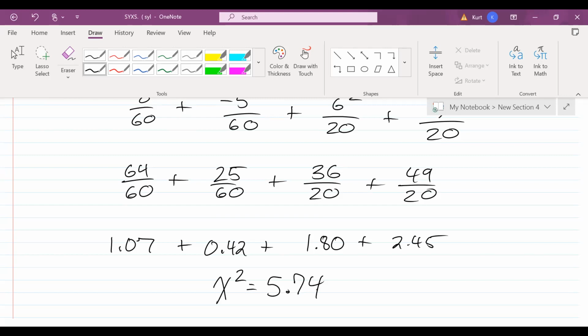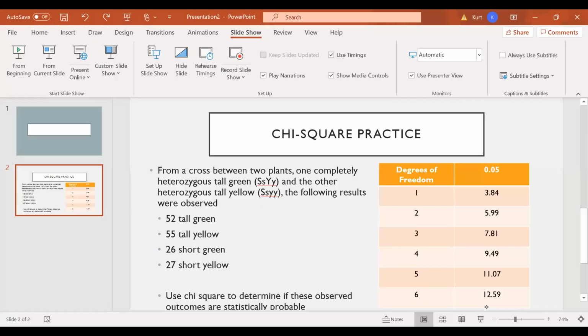So then you need to go back to your PowerPoint slide. Let me switch screens here. And I need us to determine how many degrees of freedom there are. There are four different possibilities: tall green, tall yellow, short green, short yellow. So how many degrees of freedom would that be? Three. You always subtract one. So if we have four possible outcomes, that means we have 3 degrees of freedom. And under the 0.05 column of certainty, our critical value is going to be 7.81.